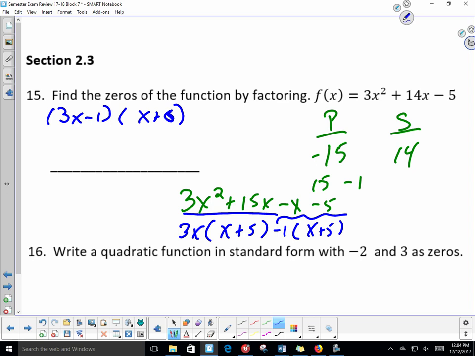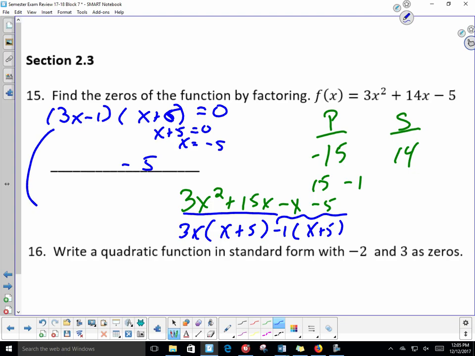Now I want to find my zeros. How do I find my zeros? These are technically both equal to 0 since I'm looking for my zeros. So what do I do with each parenthesis? We'll start with x plus 5 and subtract 5. So x is equal to negative 5. So my answer would be negative 5.